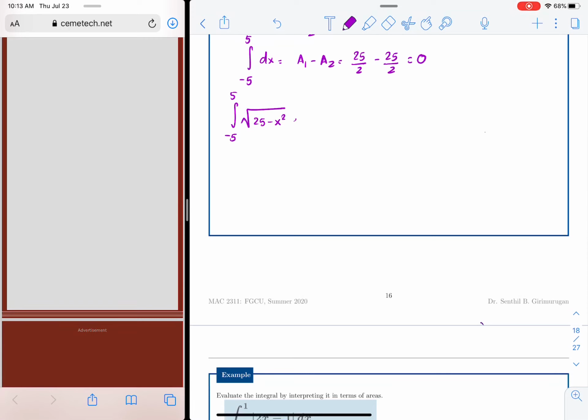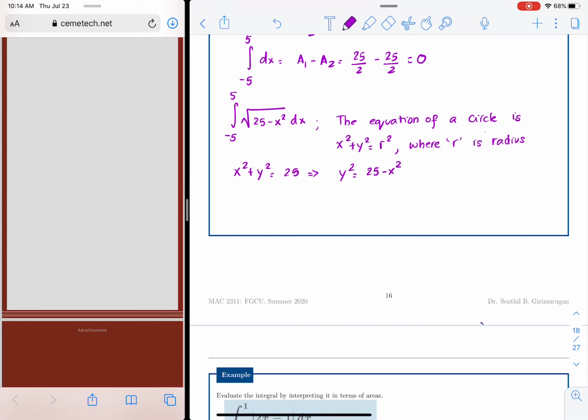The second integral is a bit tricky because we've got to know something from algebra. So the equation of a circle is x squared plus y squared equals r squared, where r is the radius. So in this case, if we have x squared plus y squared equals 25, we are representing a circle with radius 5. So y squared would equal 25 minus x squared, which would mean y is plus or minus the square root of 25 minus x squared.